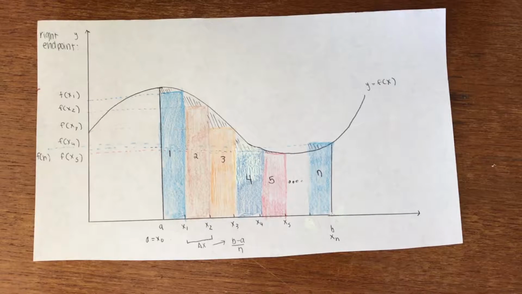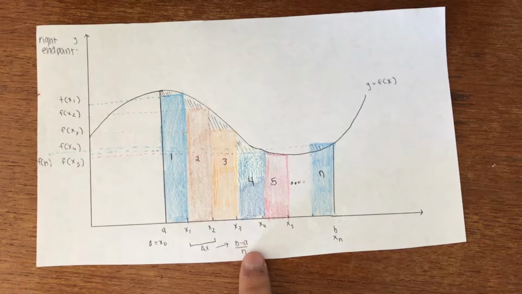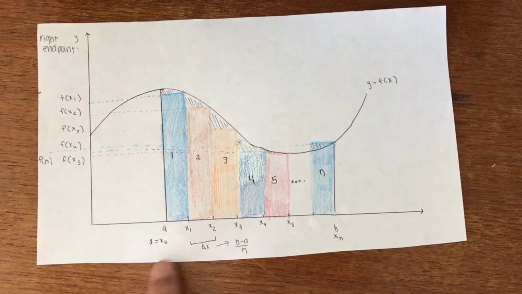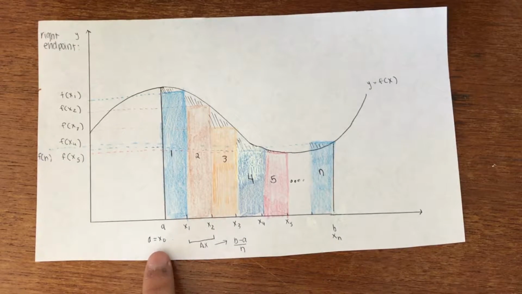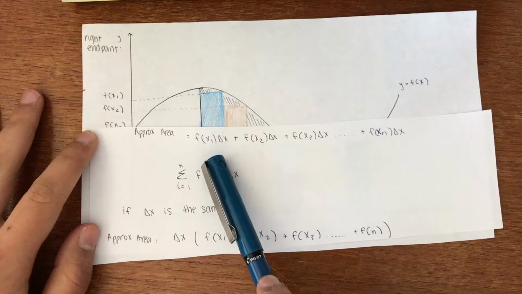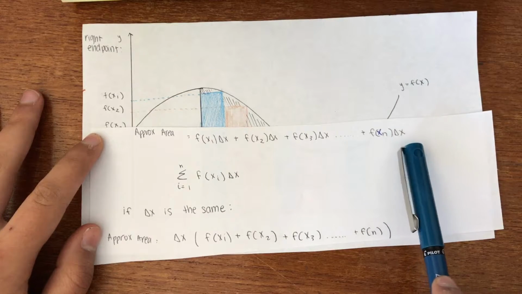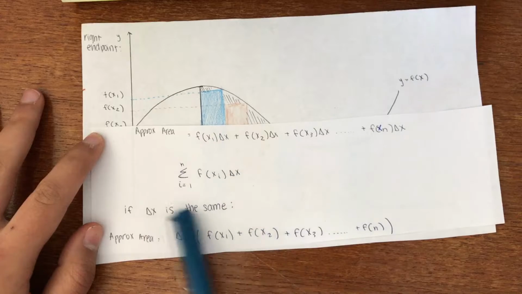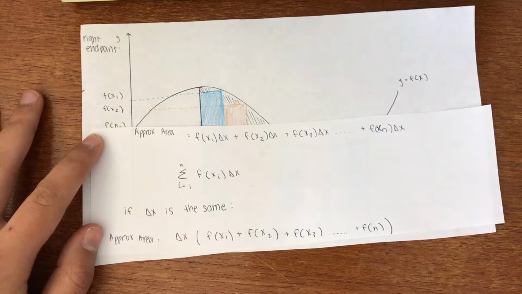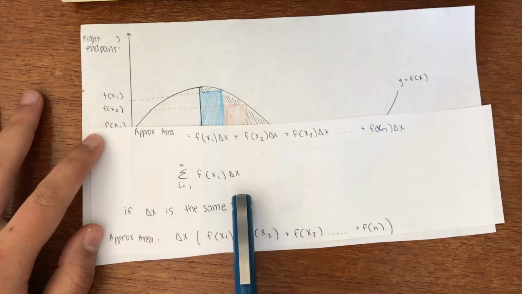When using right endpoints to approximate the area under the curve of y equals f of x, the width will once again be b minus a divided by the number of rectangles. However, the height of the first rectangle will be f of x sub 1 instead of f of x sub 0. The approximated area under the curve will then be f of x sub 1 times delta x plus f of x sub 2 times delta x, all the way to f of x sub n times delta x. Once again, this can be represented in sigma notation. However, unlike the sigma notation for the left endpoint, the sigma notation for the right endpoint is just f of x sub i times delta x.